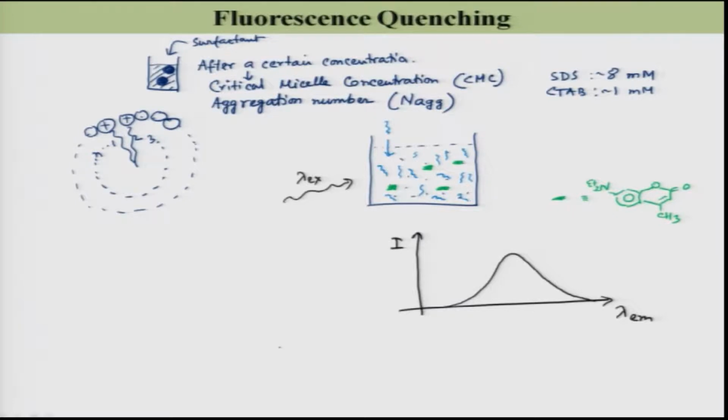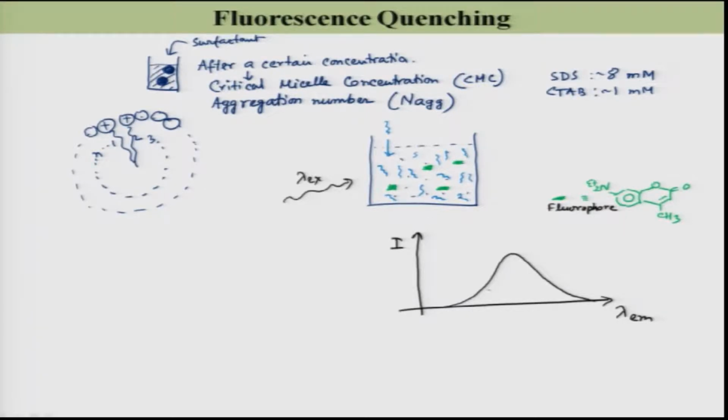Now, you are not changing the number of molecules in this medium. So, it remains the same because you are not adding more of this fluorophore with time. The number remains the same. What you are adding is the surfactant. So, the fluorescence intensity will not change that way, right. Okay.